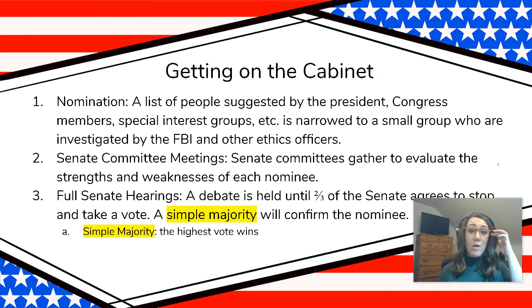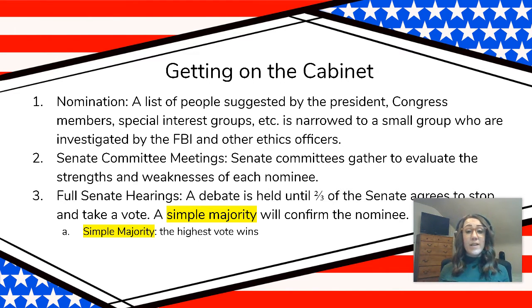But first, let's talk about getting on the cabinet in the first place. First, the president has to nominate somebody, which basically means that the president gives a list of people over to Congress, and the Congress looks at these people and they hold small committee meetings, which are just small groups of Senate members. They meet and they start to narrow down who they think would be a good fit for these cabinet positions. They talk about the pros and cons of all these people, they investigate them by the FBI, and so slowly this list gets smaller and smaller until they are ready to be investigated by the entire Senate.